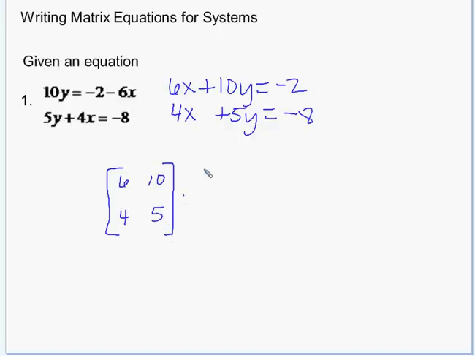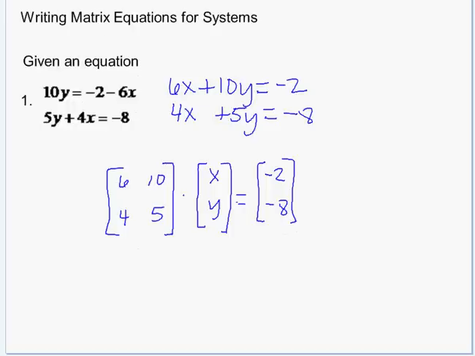And then you multiply by a matrix of the variables that are in the problem. So you have x, y. Then you set it equal to your answers. So you have a -2 and -8. So this is the matrix that represents this problem right here.